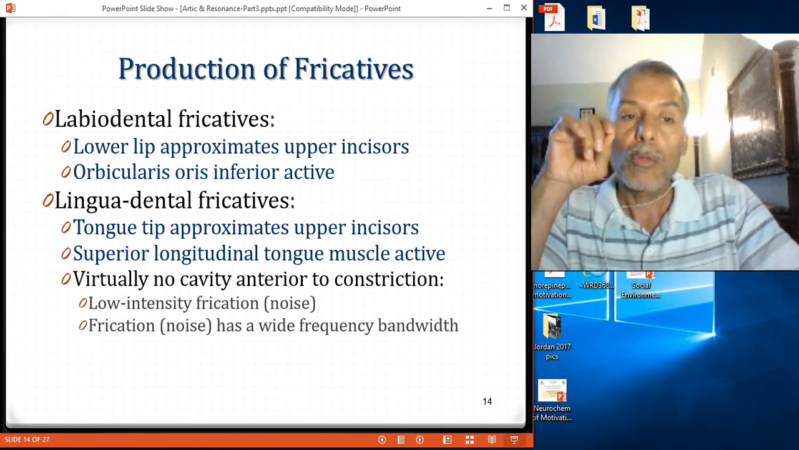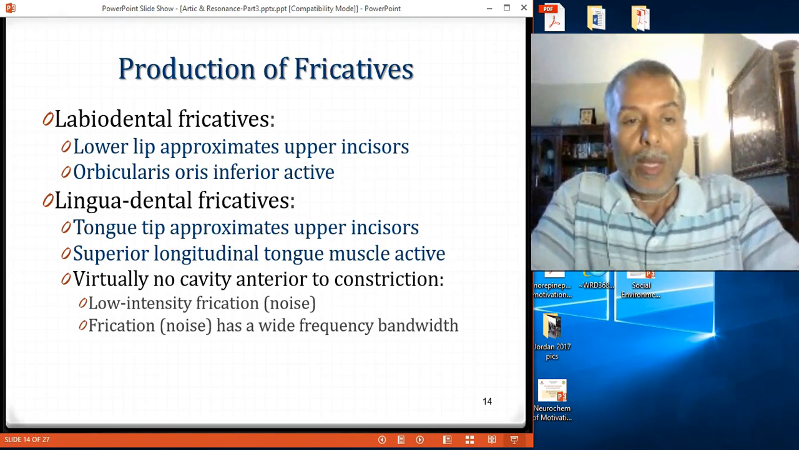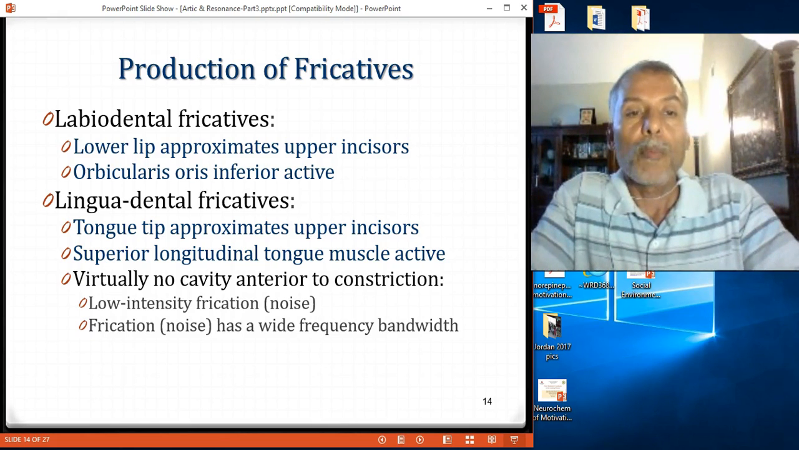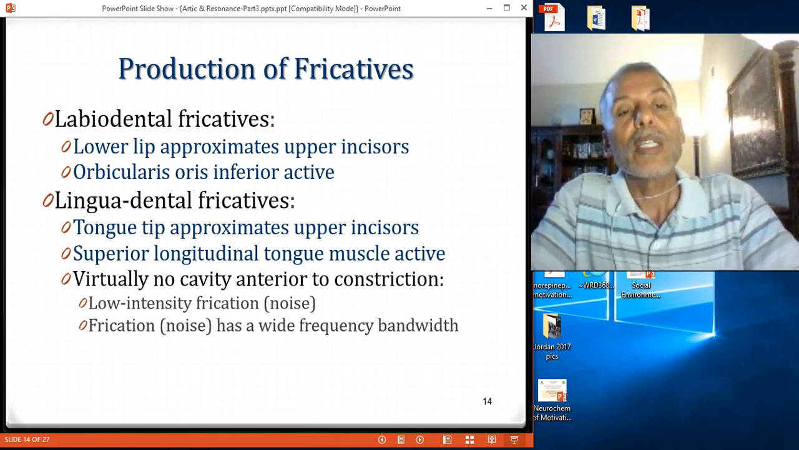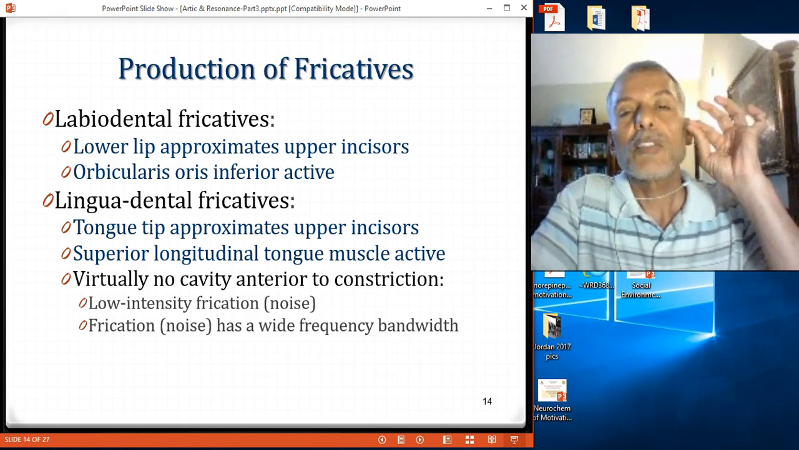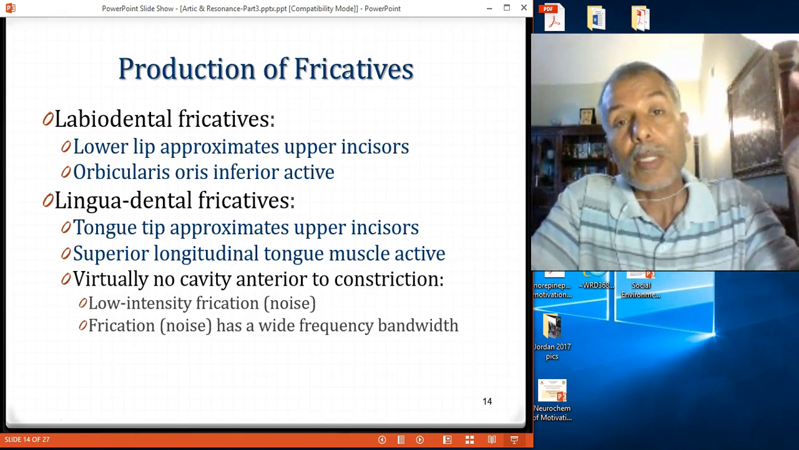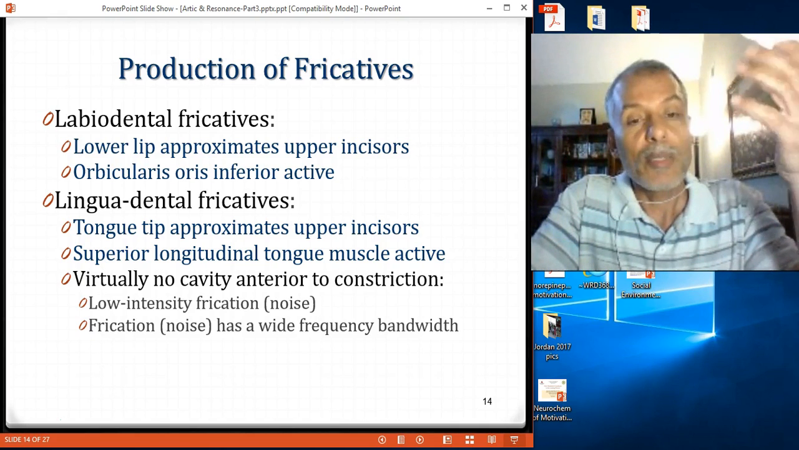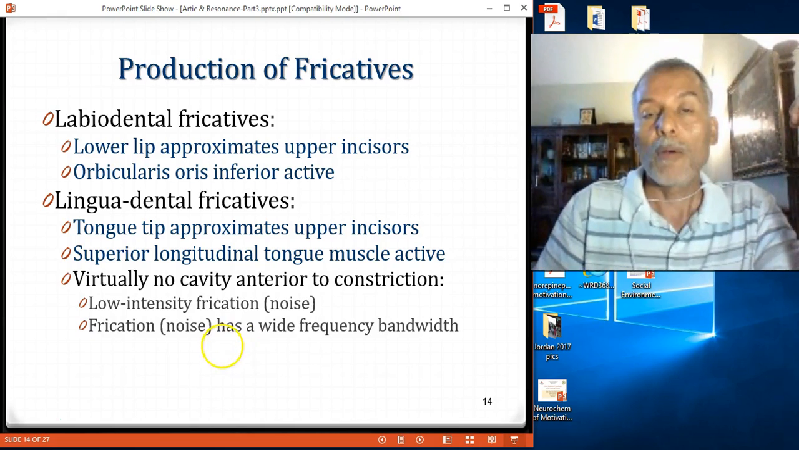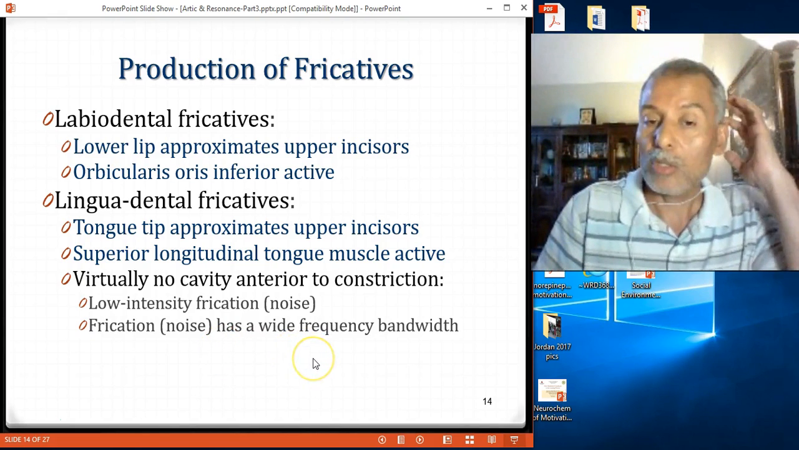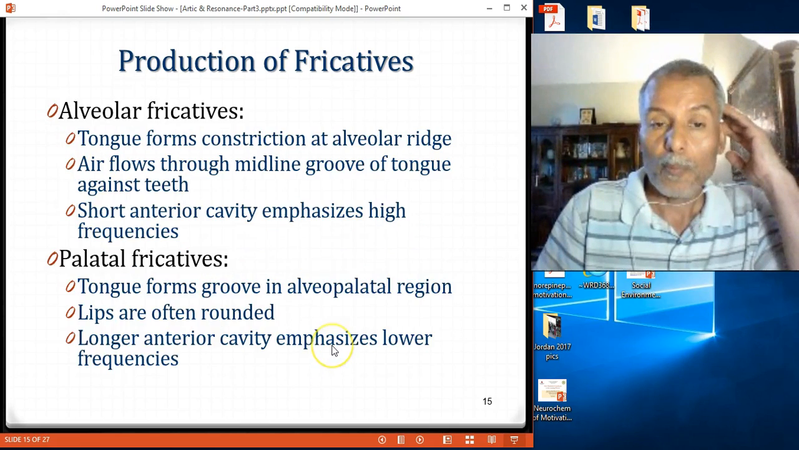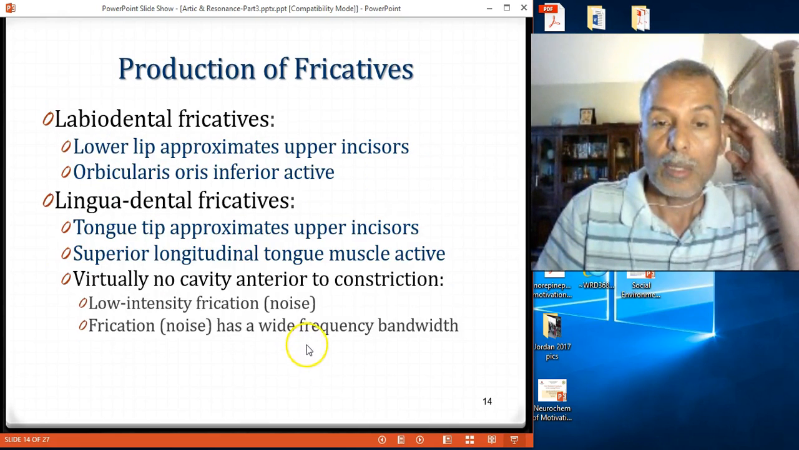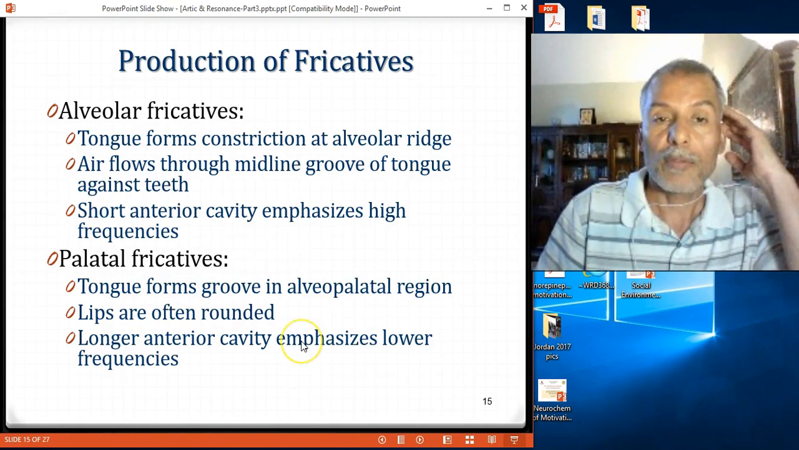So again, the genioglossus contributes to production of the linguodental or interdental fricative sounds, in addition to the superior longitudinal tongue muscle. So basically, when you make these sounds, the cavity that is available for resonance is very, very tiny. Now, guess what the frequency is going to be like? It's going to be a very, very high frequency that could go 5,000, 6,000, or even 7,000 in some cases. So it has a wide frequency bandwidth in that case, that frication noise.